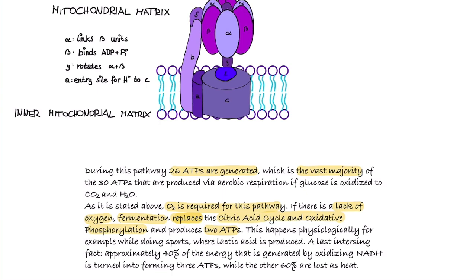A lack of oxygen can be found physiologically, for example, when we're doing sports, where we then generate lactic acid, and for a long time they thought that this was the reason for sore muscles, but actually they think it's about microfractures.